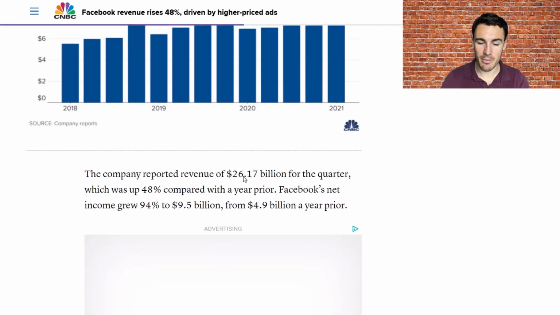And you can see here, the company reported revenue of $26.17 billion for the quarter, which was up 48% compared with a year prior. So same period comparison to last year. That's also pre-pandemic Q1, literally just about. We've seen a 48% increase. So I think there's a lot of Facebook advertisers that are looking at their campaigns and they've just seen their costs steadily going up and up and up, if you've been advertising for that 12-month period.